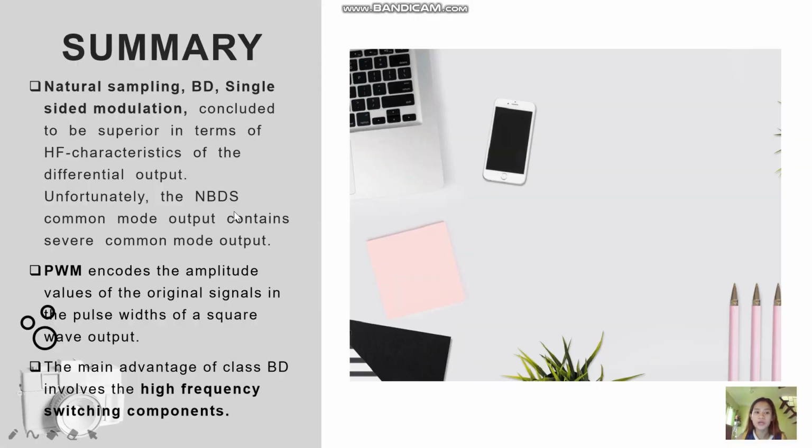And for the summary, I discussed what natural sampling, single-sided modulation, and three-level BD are, where we can conclude that it's superior in terms of HF characteristics of the differential output. Unfortunately, the NBDS common mode output contains severe common mode output. PWM encodes the amplitude of the values of original signals in the pulse width of the square wave output. So that is where NBDS came from. It's PWM, pulse width modulation. And for the third one here, I just mentioned that the main advantage of class BD or NBDS is its high frequency switching components.